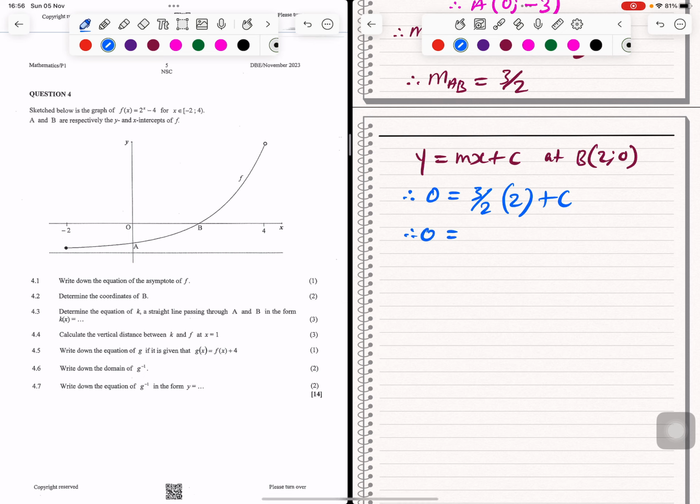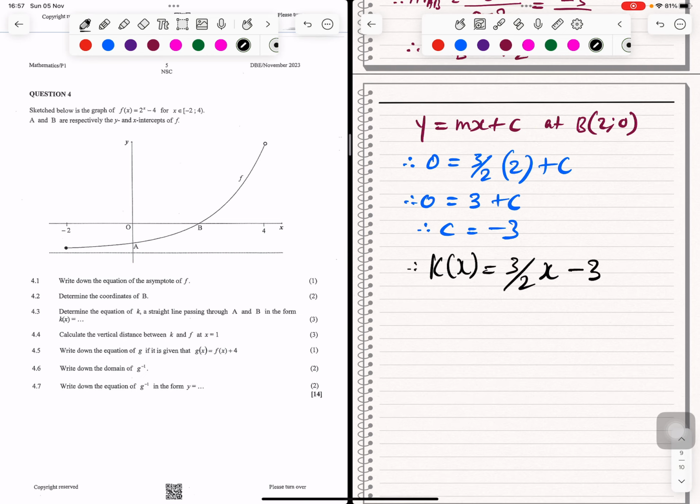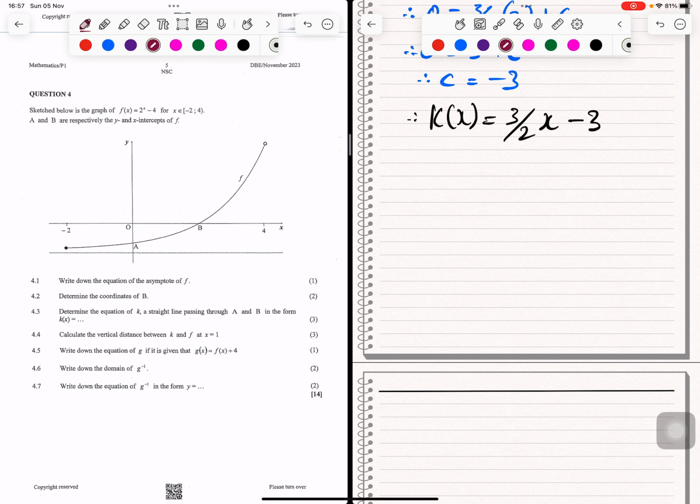Therefore, this will be 0 is equal to 3 plus c. And as a result, my c will be negative 3. So therefore, the equation of k in the form of that is going to be 3 over 2x minus 3. Okay, that's how you really answer this type of questions. And then now you need to go to the next question.